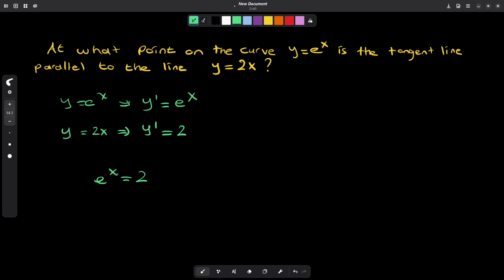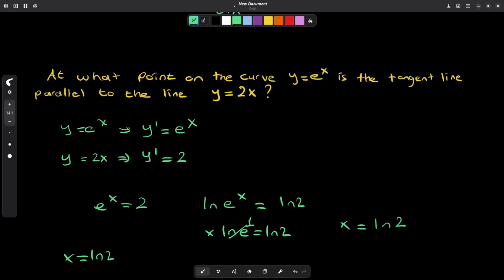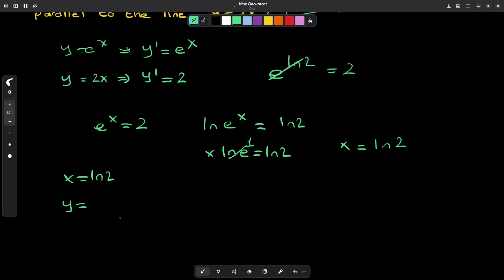How do we find x from here? If we put ln to both sides, ln e to the x is equal to ln 2, and by the rules of logarithm, x ln e is equal to ln 2. I know ln e is equal to 1, so x is equal to ln 2. It's asking the point, so what point? So we found our x point, but what is our y point? How will we find it? By plugging it in here, where y is equal to e to the x. E to the ln 2, these will cancel each other out, so 2, right? So the point is ln 2 and 2.